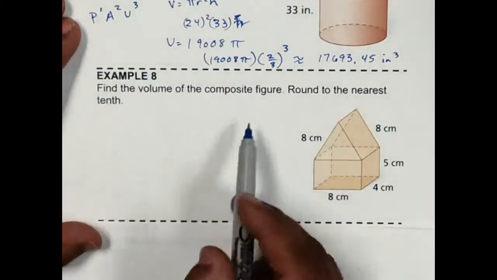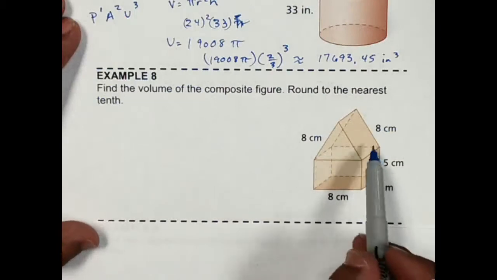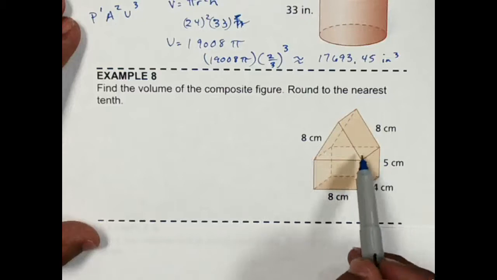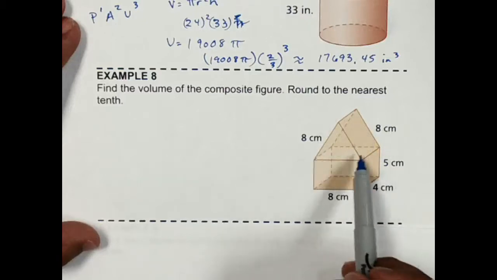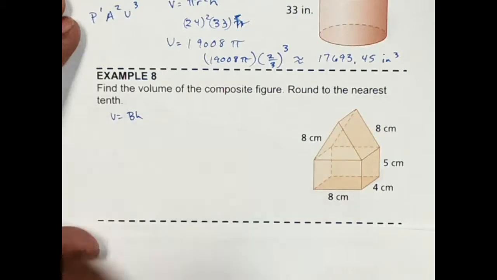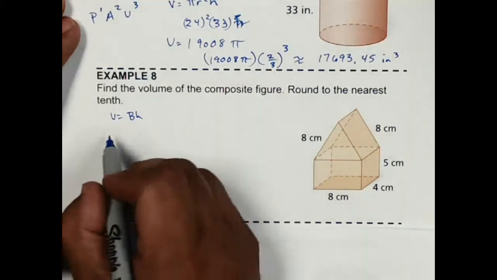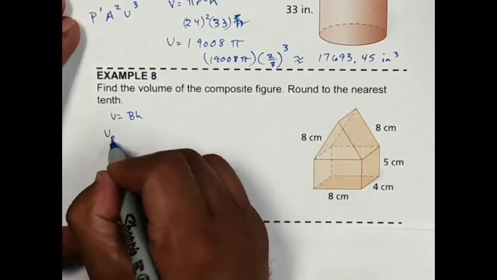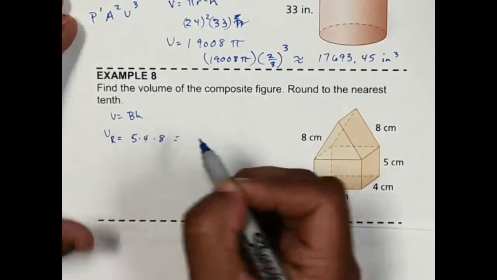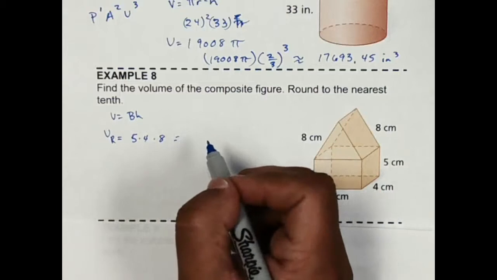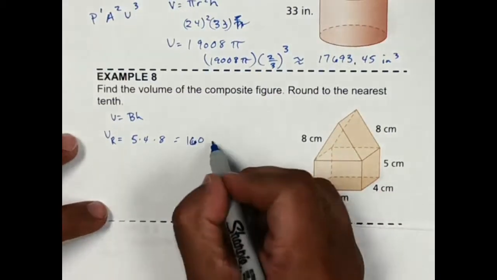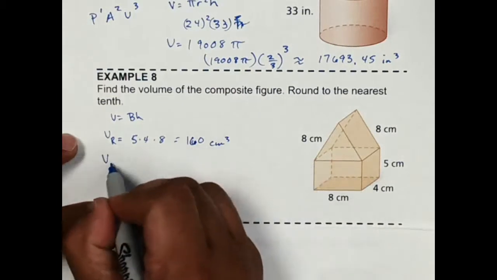Alright, this next one says find the volume of the composite figure. So what I'm going to need to do is find the volume of this rectangular prism on the bottom plus the volume of this triangular prism on top. For both of these, since they're both prisms, I'm going to use area of the base times the height. For this rectangular prism, the volume is going to be 5 times 4 times 8, which comes out to be 160 cubic centimeters.